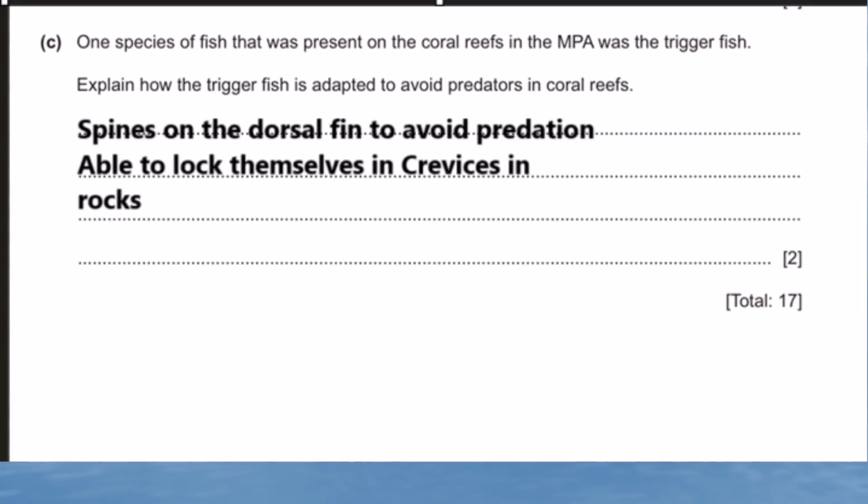Because the triggerfish has spines on the dorsal fin that makes it really annoying if you try to eat it. And also, the spines are useful for locking themselves into crevices on rocks so they can hide and are harder to eat.